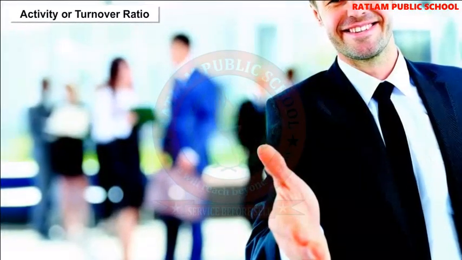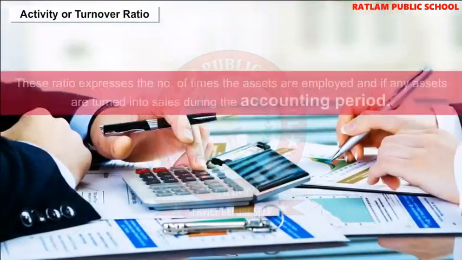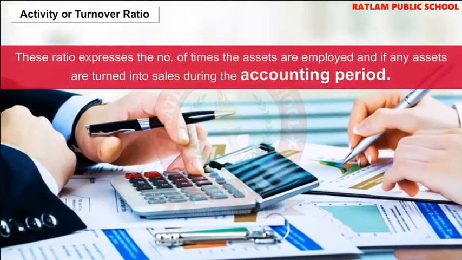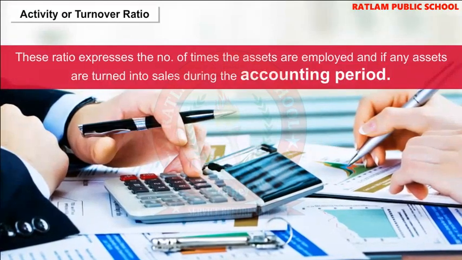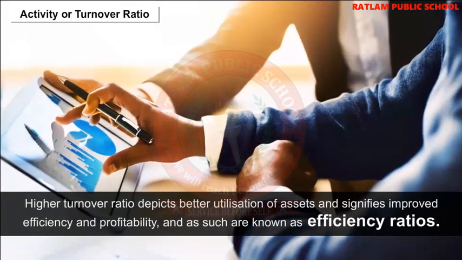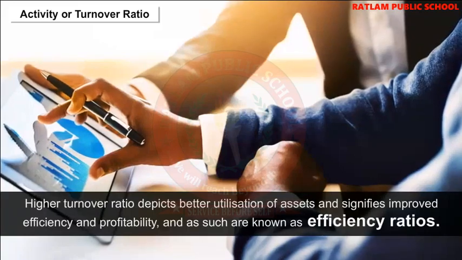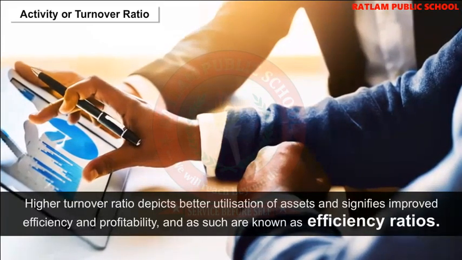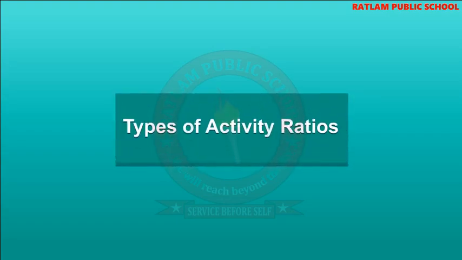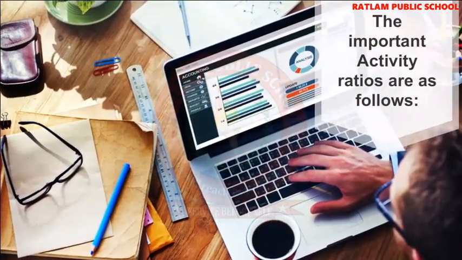Activity or turnover ratio. These ratios tell the speed of activities of the business. These ratios express the number of times the assets are employed and turned into sales during the accounting period. A higher turnover ratio depicts better utilization of assets and signifies improved efficiency and profitability, and as such they are known as efficiency ratios. Types of activity ratios. The important activity ratios are as follows.